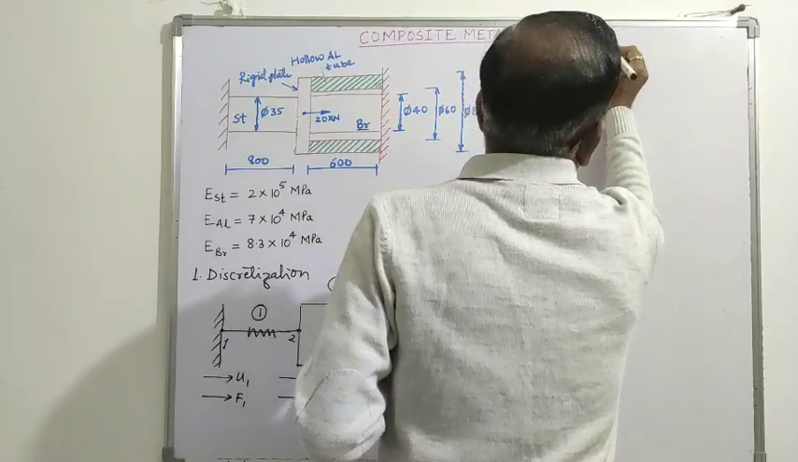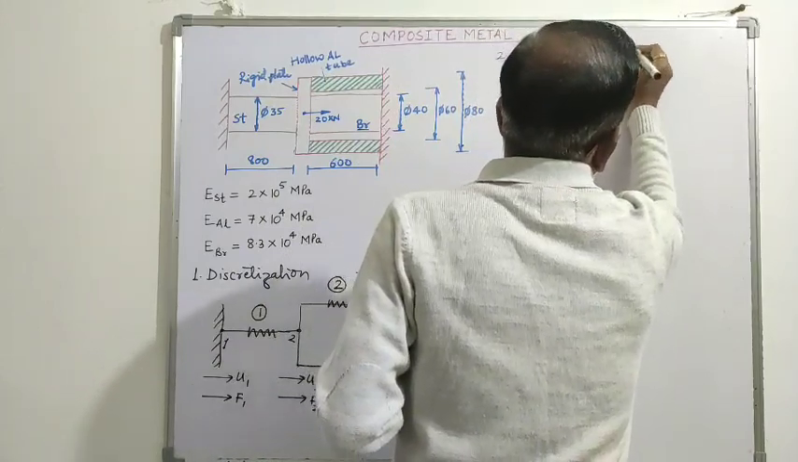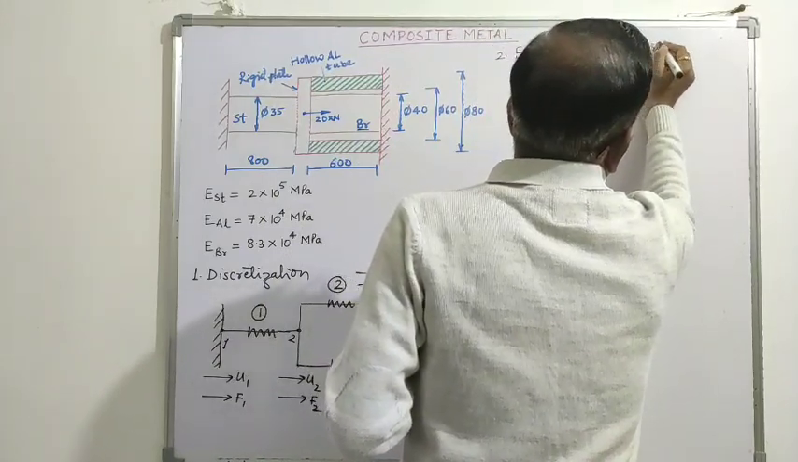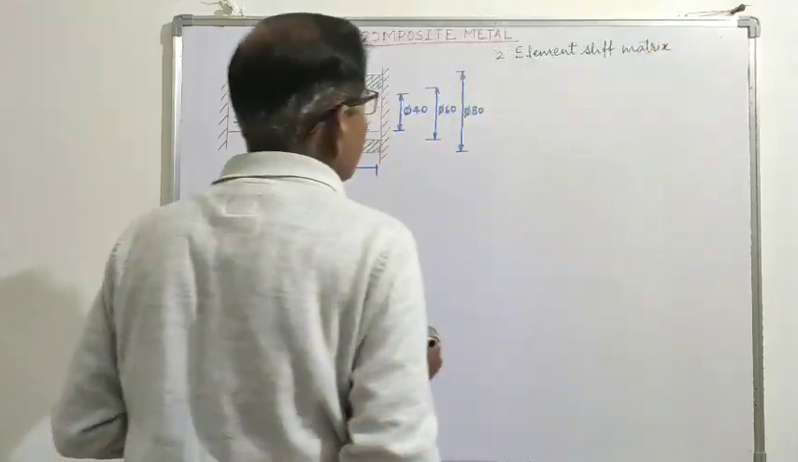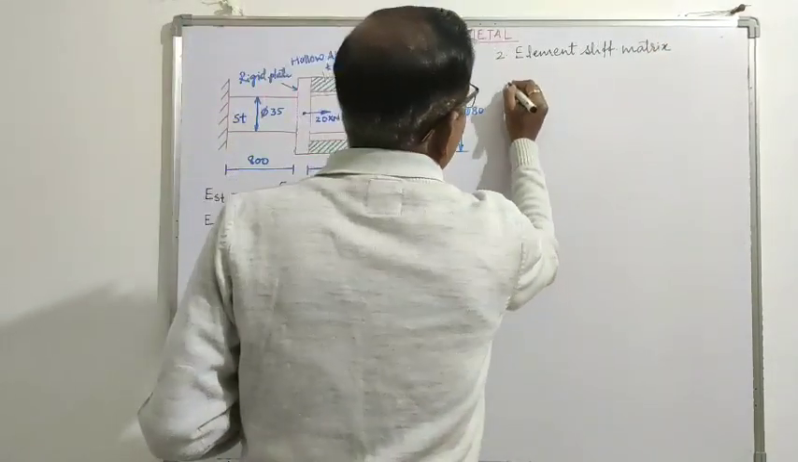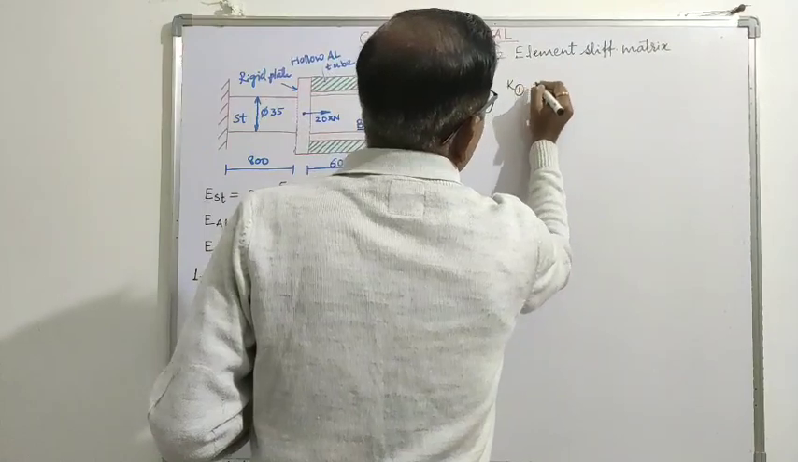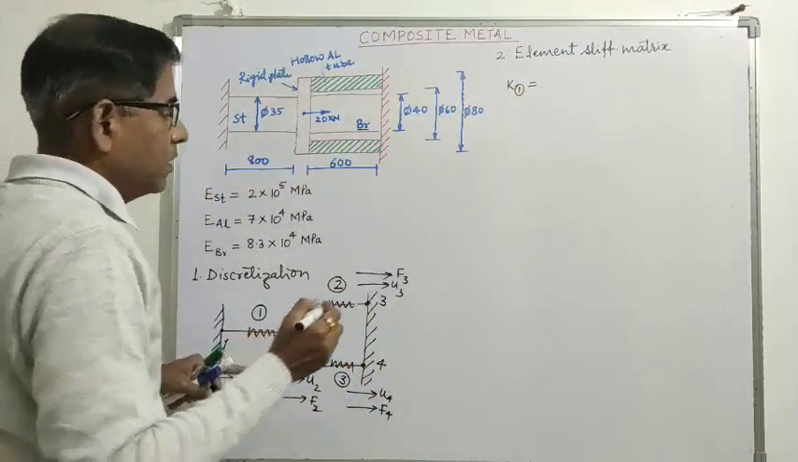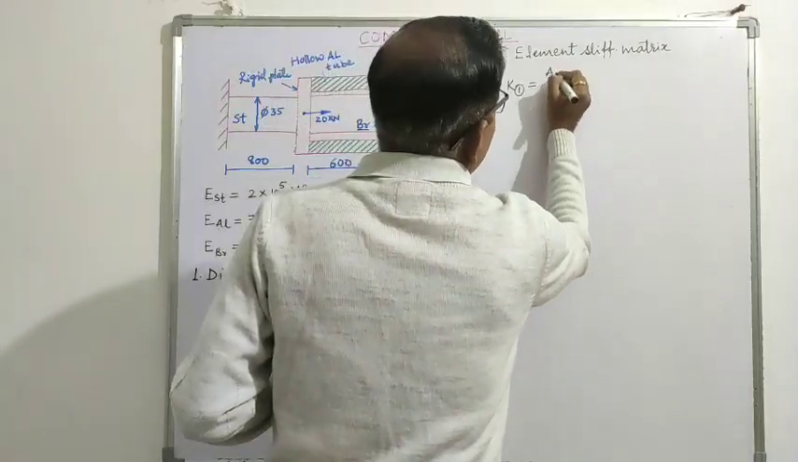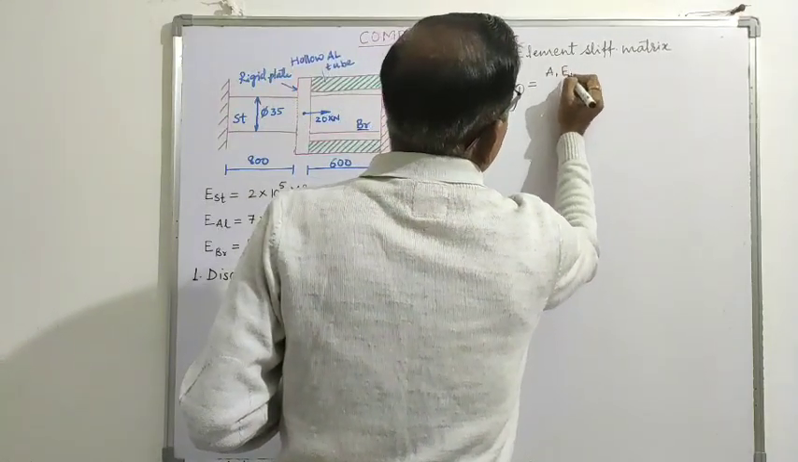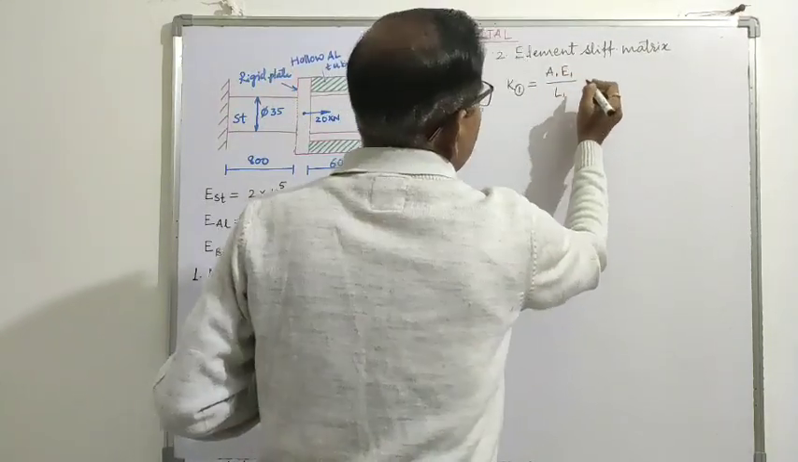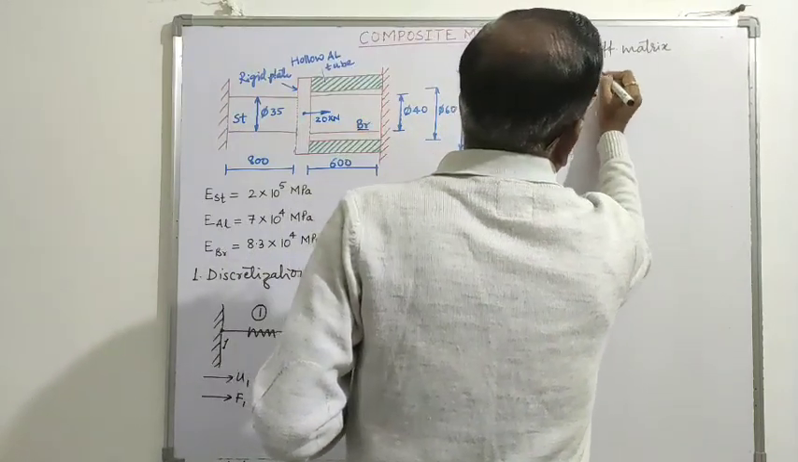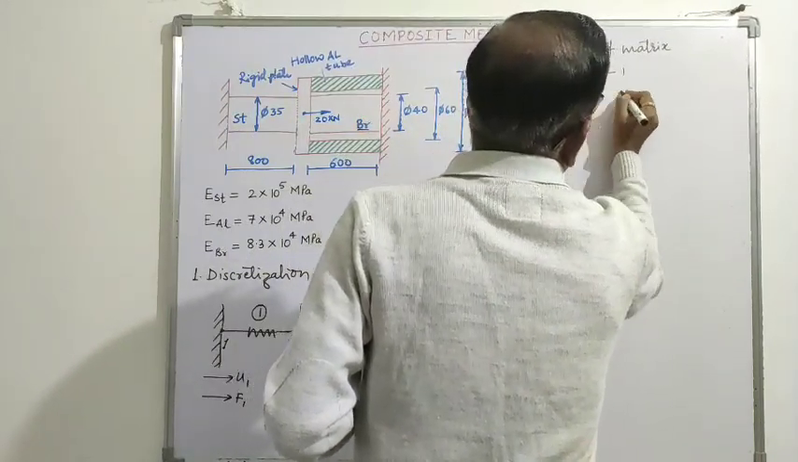Element stiffness matrix. Now the element stiffness matrix for the first member is A1 E1 upon L1, times the matrix 1, minus 1, minus 1, 1.